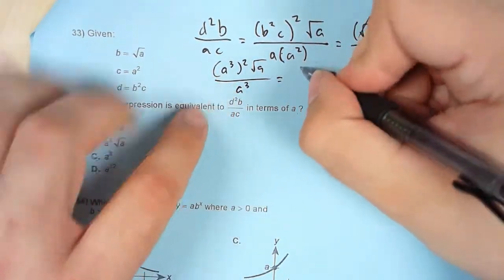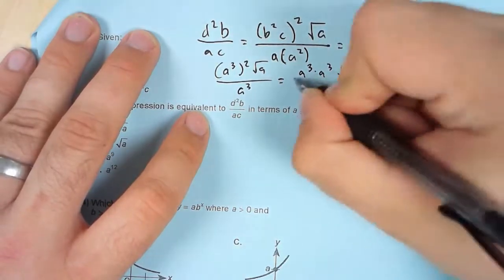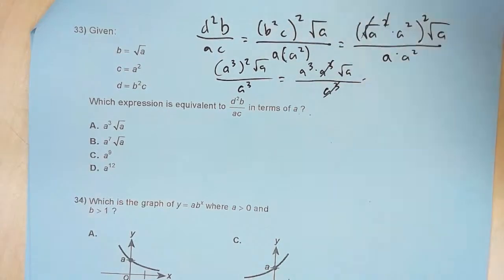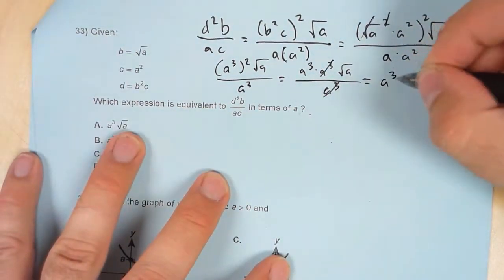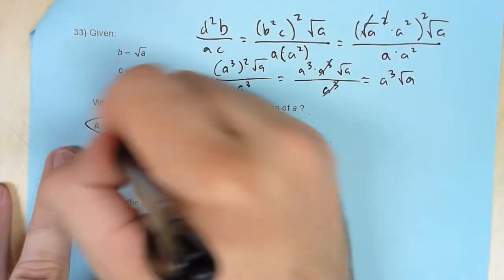So I know A to the third times itself is going to give us, let's see, A to the square root of A over A to the third. Actually, I'm not going to do that yet. I'm going to cancel one of these. A to the third on the top and the bottom, that's the same thing. I'm left with A to the third square root of A, which is answer A, and that works out.